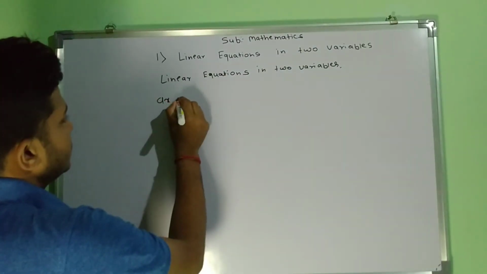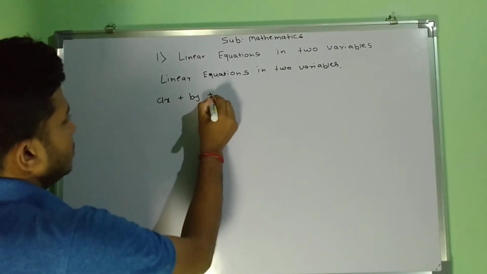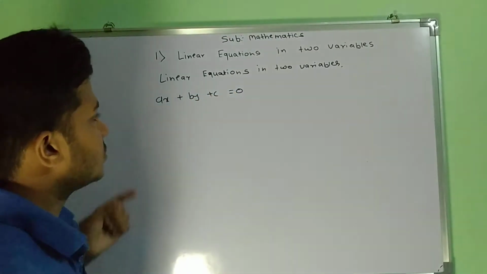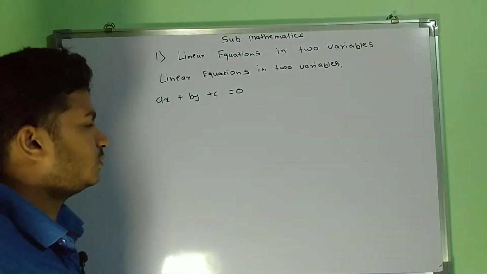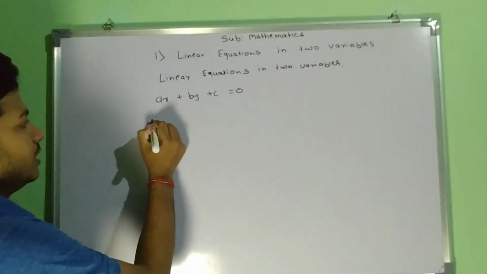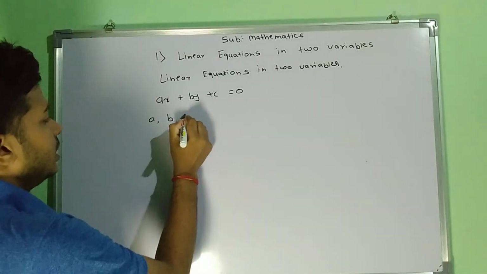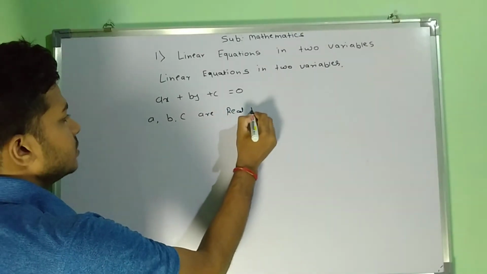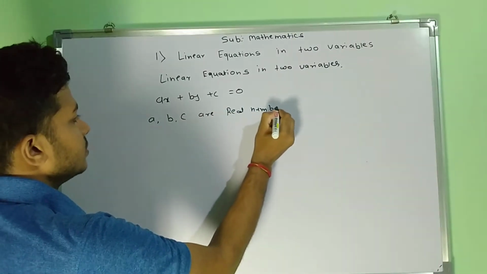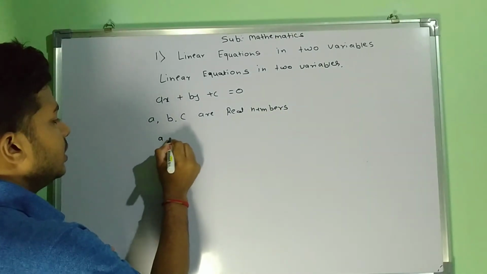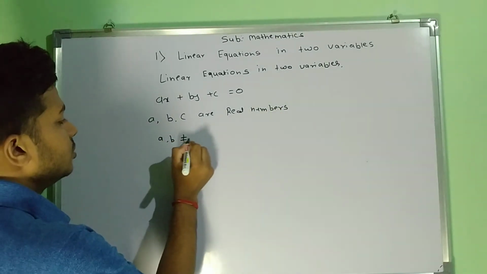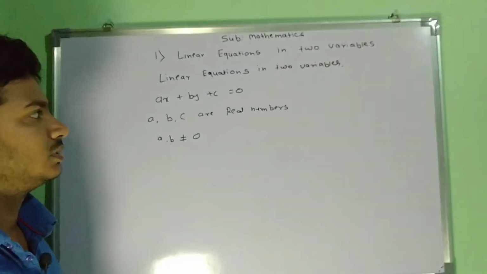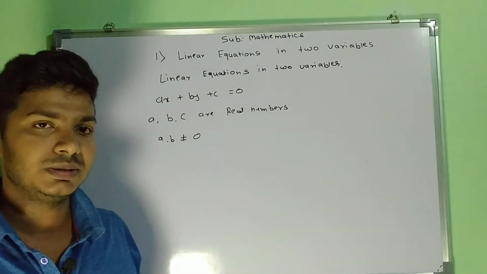So ax plus by plus c is equal to 0 is called the general form of linear equation in two variables. Here a, b and c are real numbers and a, b should not be equal to 0. This is a condition for the general form of linear equation in two variables.